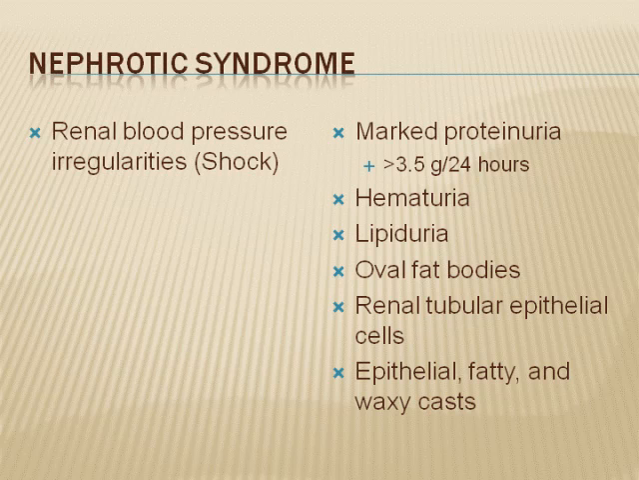You're going to see blood in the urine, lipids in the urine as well, oval fat bodies, renal tubular epithelial cells, epithelial, fatty, and waxy casts. So a lot of things going on here. This is a pretty severe syndrome, and again, think of that massive amount of protein for nephrotic syndrome.